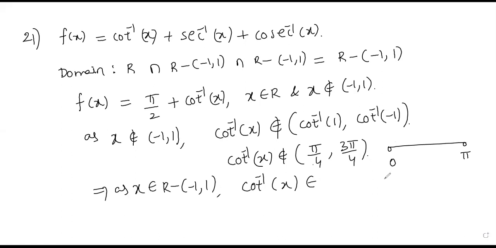So 0 to pi is the original range. In that we have to remove the pi by 4 to 3 pi by 4 part. If I remove this part, what is the remaining? 0 to pi by 4, pi by 4 included, union 3 pi by 4 to pi, 3 pi by 4 also included.